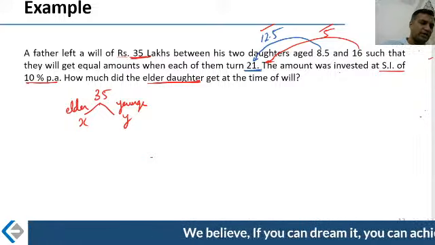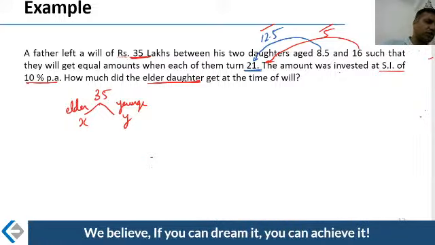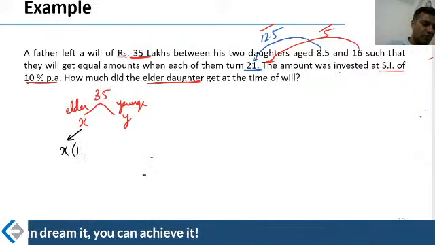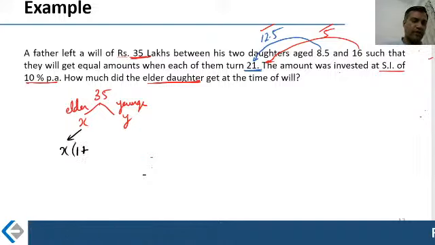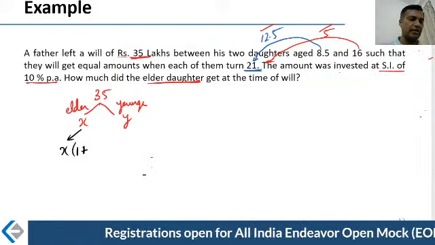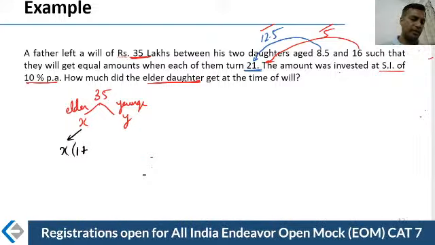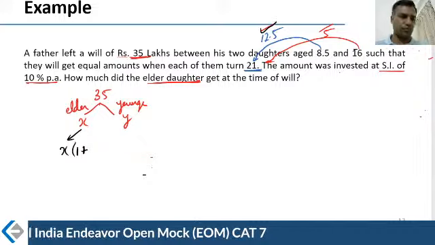So what is it that you are trying to say on this X money? How is the amount calculated for the elder daughter? The amount should be equal. The amount got by the elder daughter at the end of 5 years is the same as the amount got by the younger daughter at the end of 12.5 years. Technically, they both should be equal. That's what we are trying to say.